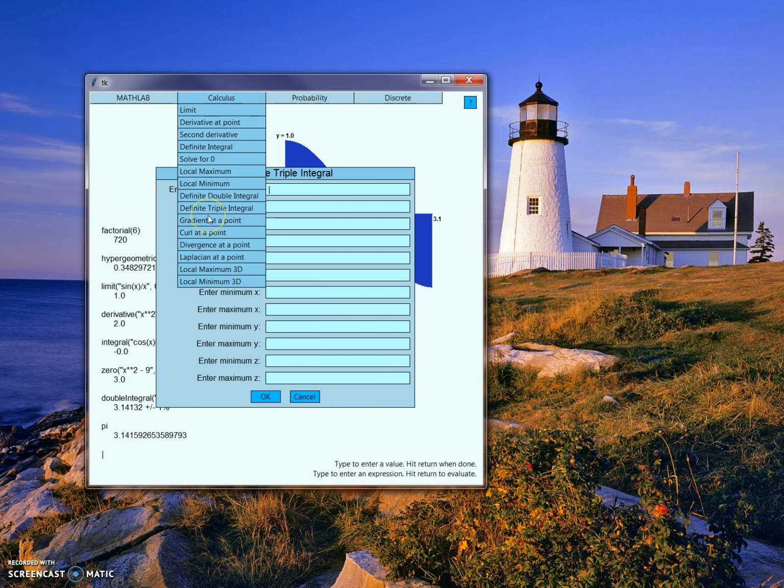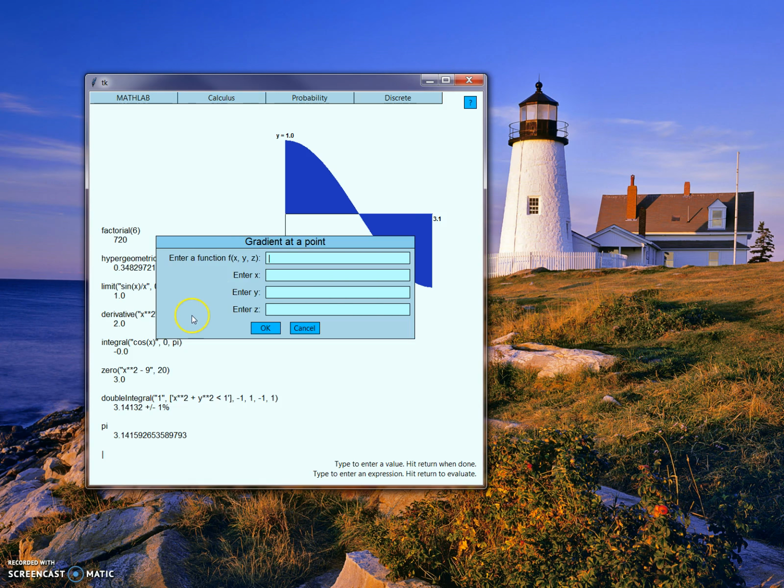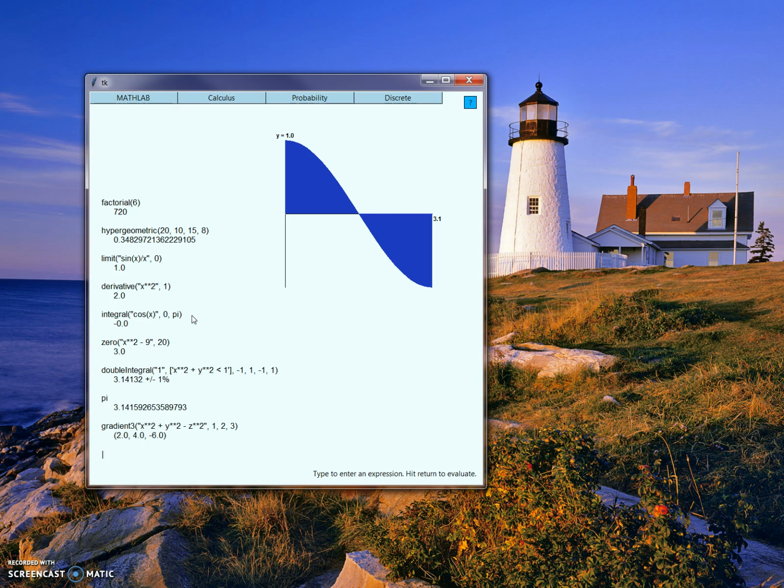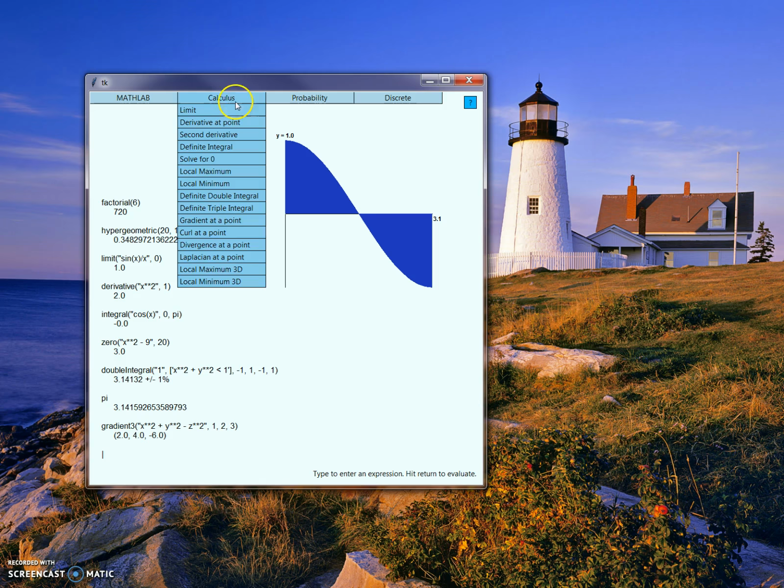And we can try our vector calculus as well. We have the gradient, curl, divergence, and the Laplacian operators here for functions. For example, let's just say that we want to find the gradient of the function x squared plus y squared minus z squared at the point 1, 2, 3, for example. And this is going to find our gradient. I find that's 2, 4, 6, as we would expect from our knowledge of vector calculus.